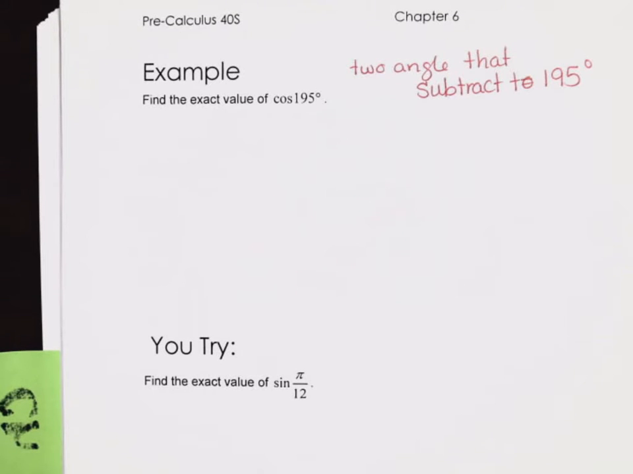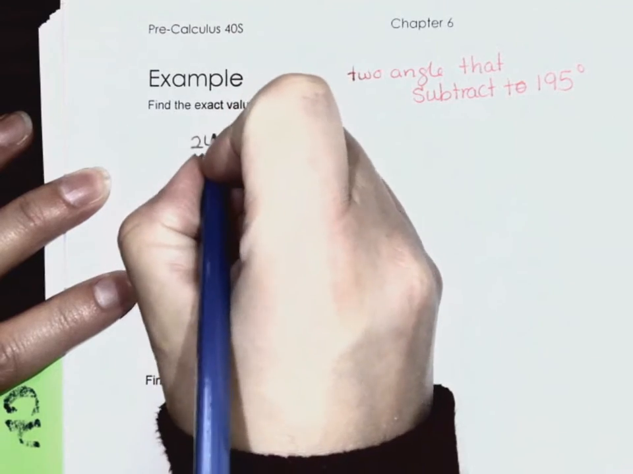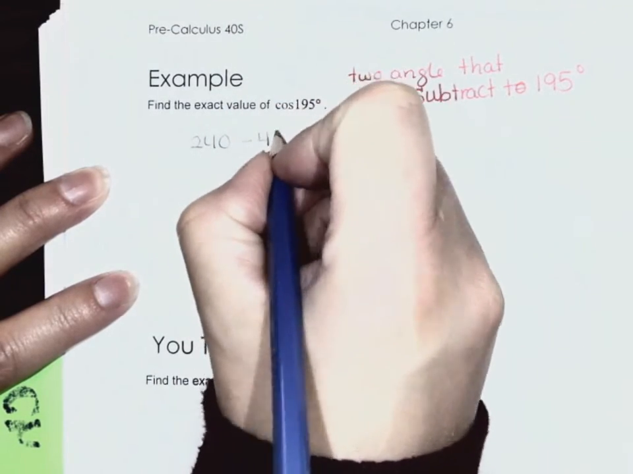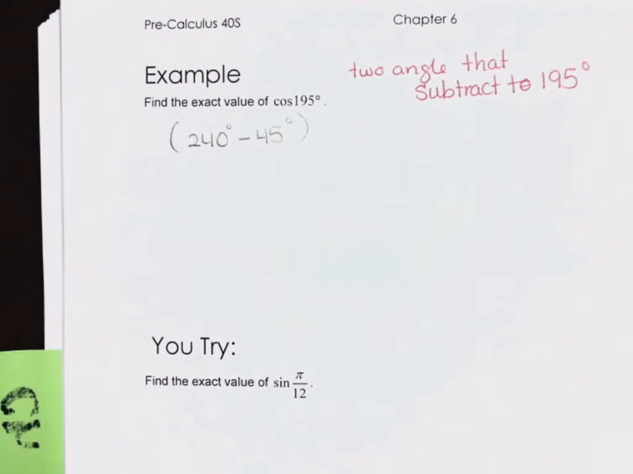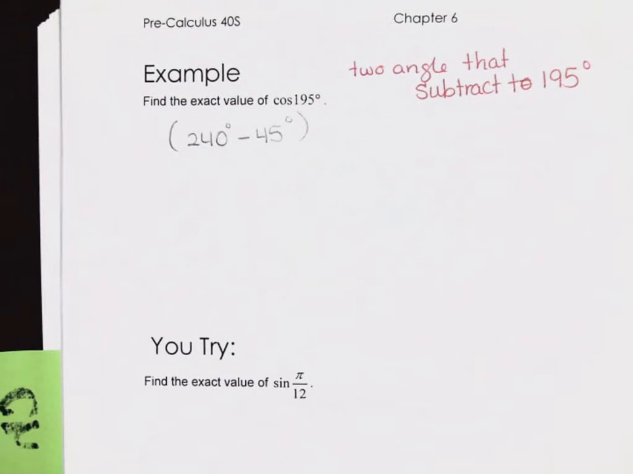Okay, did you guys find two that subtract to 195? What are they? I want you to subtract. 240 and 45? Does order matter in subtraction? I guess subtraction does matter, so it really does matter. You need to pay close attention to where you're putting them. Am I evaluating for cos or sine this time? Cos.